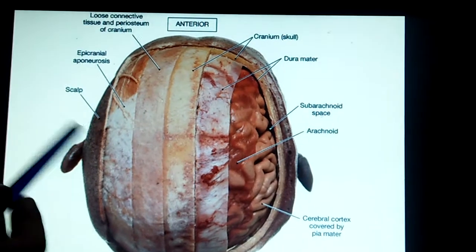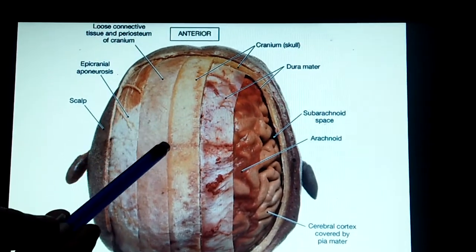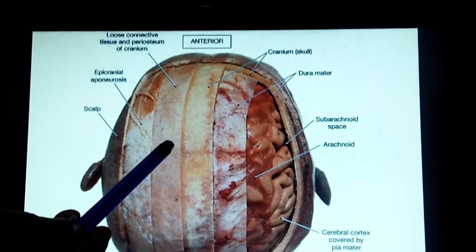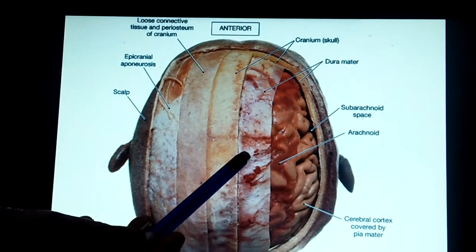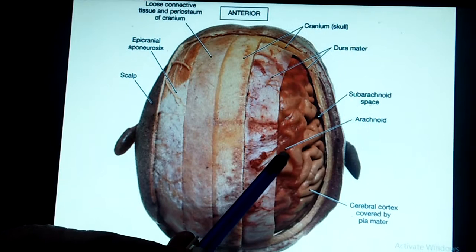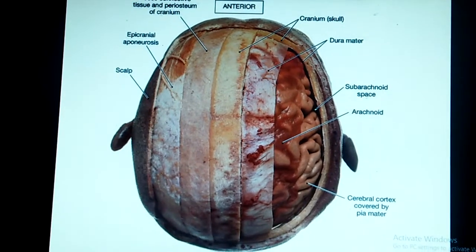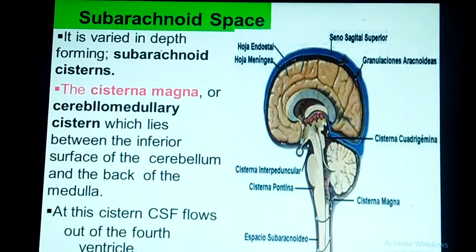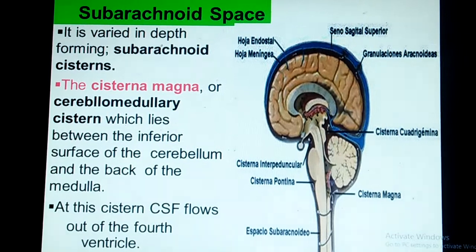See this picture. This is the scalp, then epicranial aponeurosis, loose connective tissue of periosteum, then cranium. This one is the dura mater. This one is the arachnoid mater, and this is the cerebral cortex covered by the pia mater. Then we see the subarachnoid space.